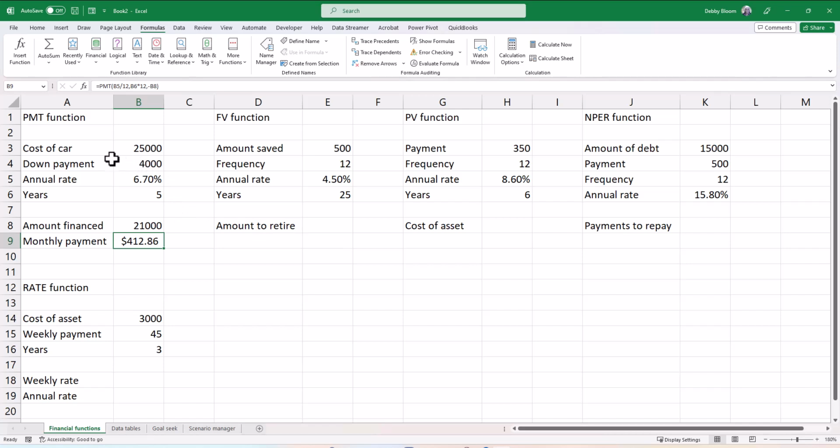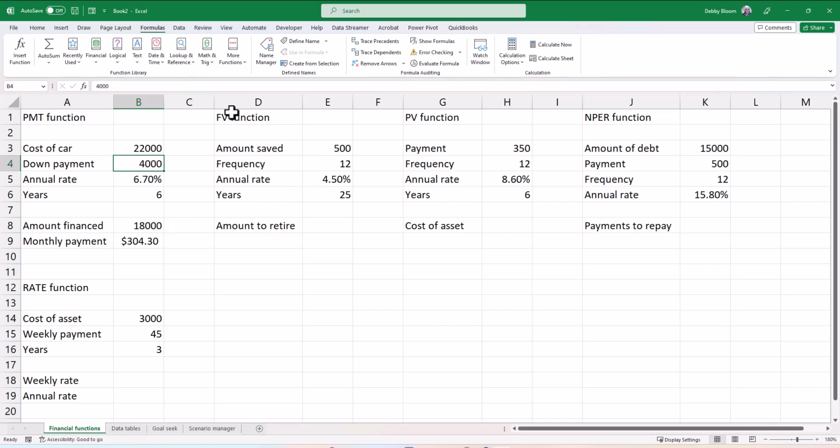We're going to go into a little bit of what-if analysis in a little bit. But now with the what-if analysis, we can change any number. So for example, I can change the years from 5 to 6. Or I can change the cost of the car to $22,000. I can change the down payment. And the monthly payment will recalculate automatically.